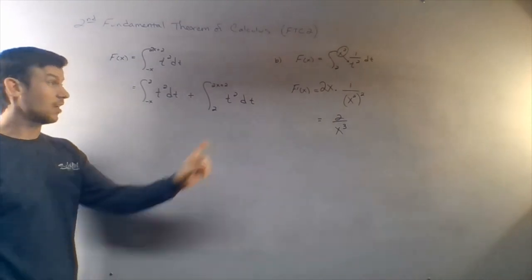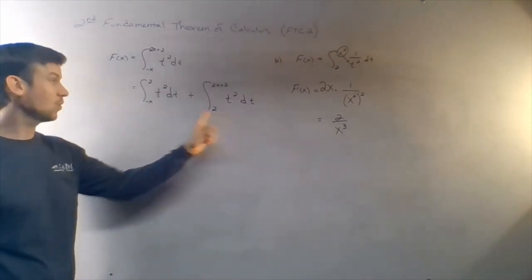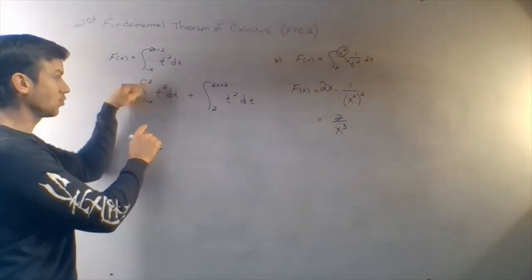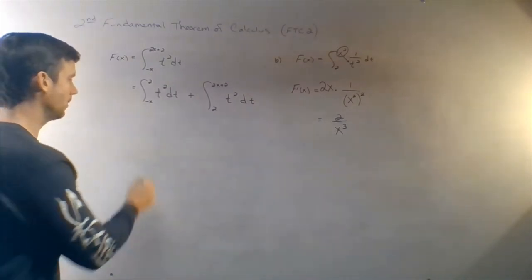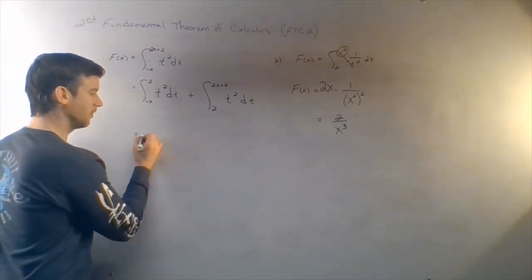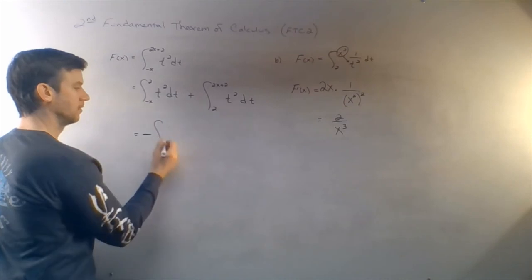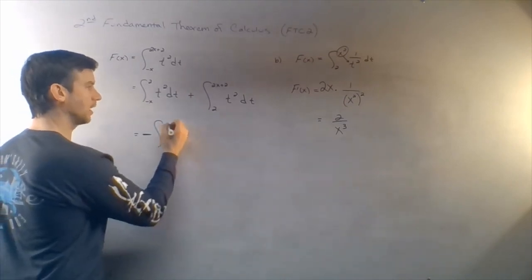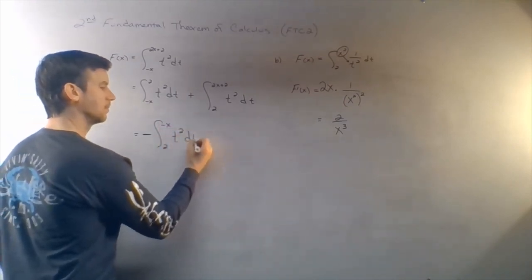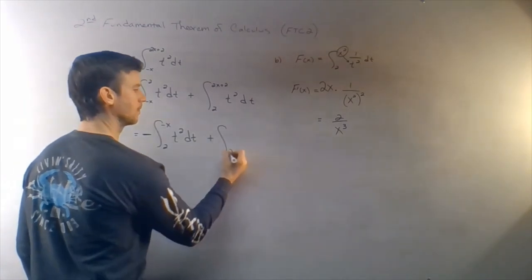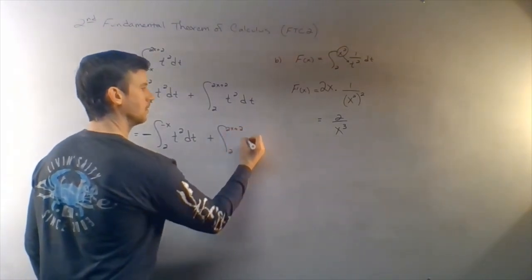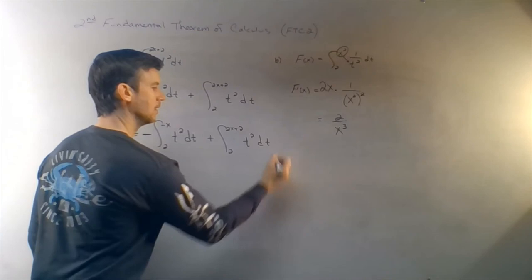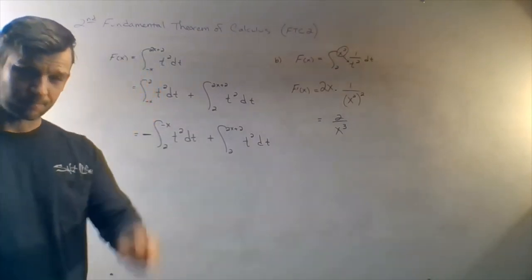Now, it's almost set up. I can use the second fundamental theorem on this one, but not this one. I need to switch the limits of integration, and when we switch the limits of integration, that makes that a negative. Now I can go from 2 to negative x. Both of them are set up.